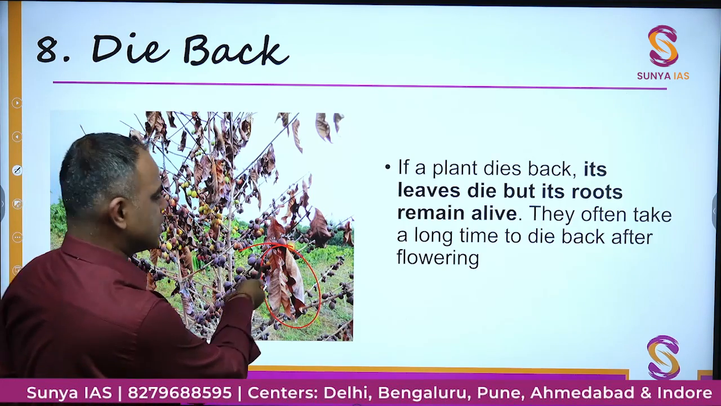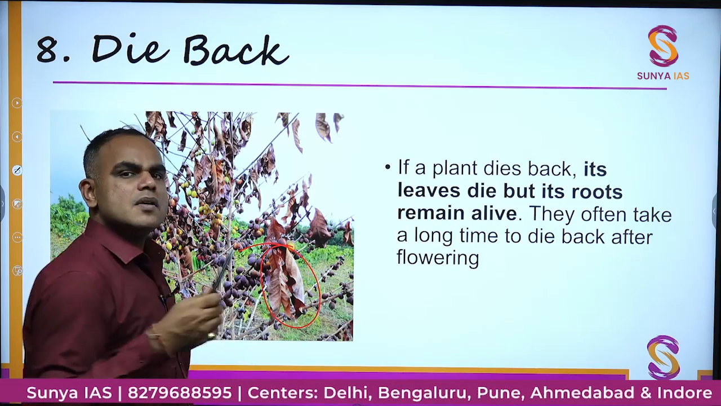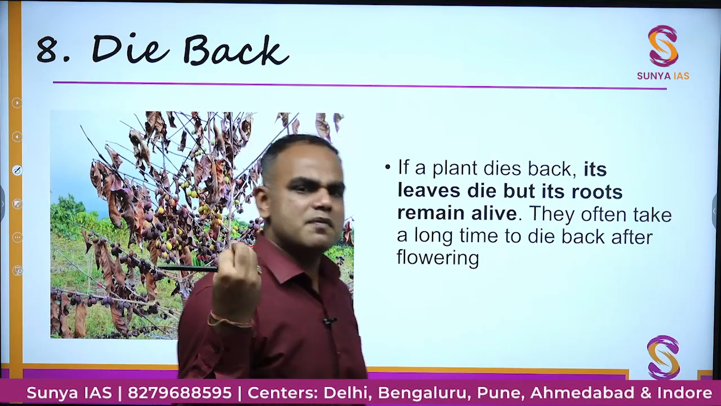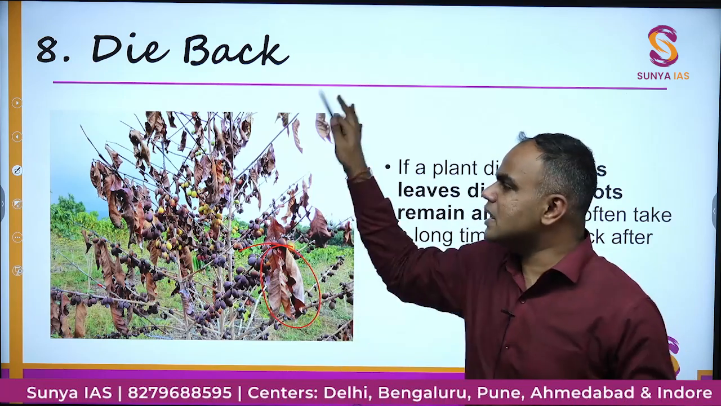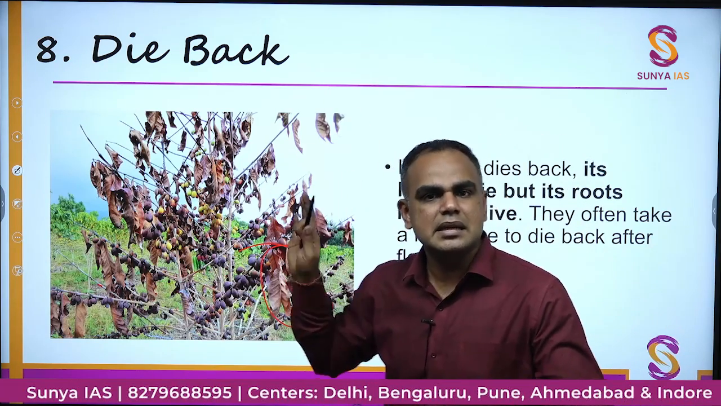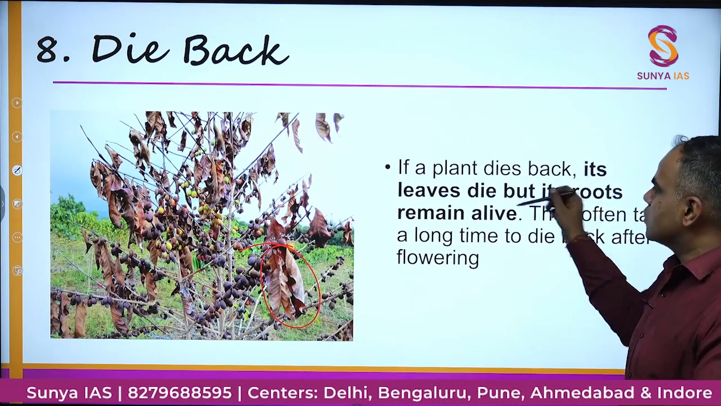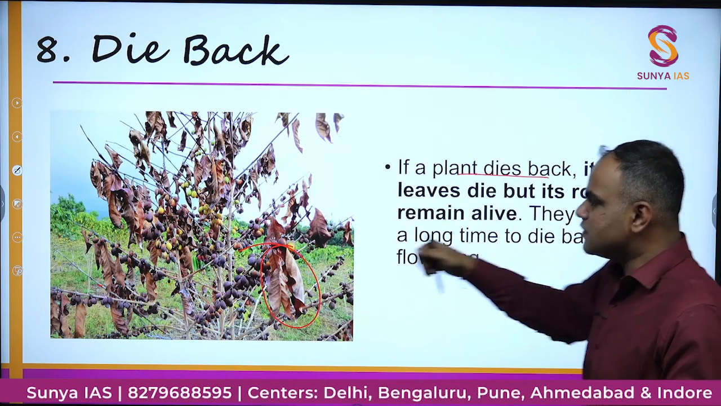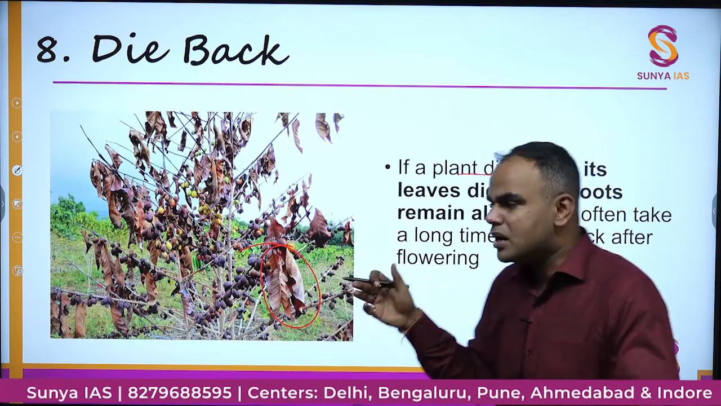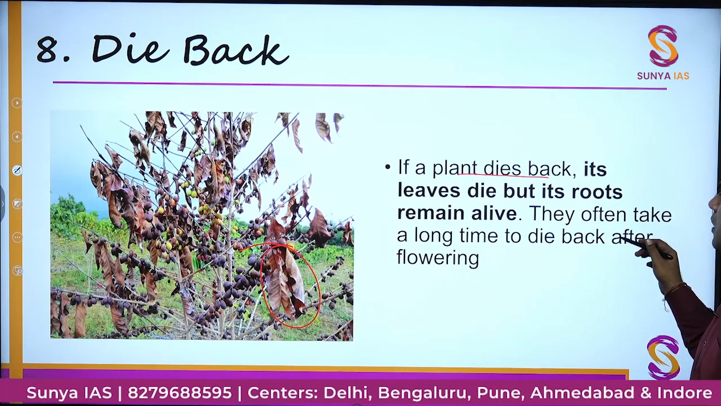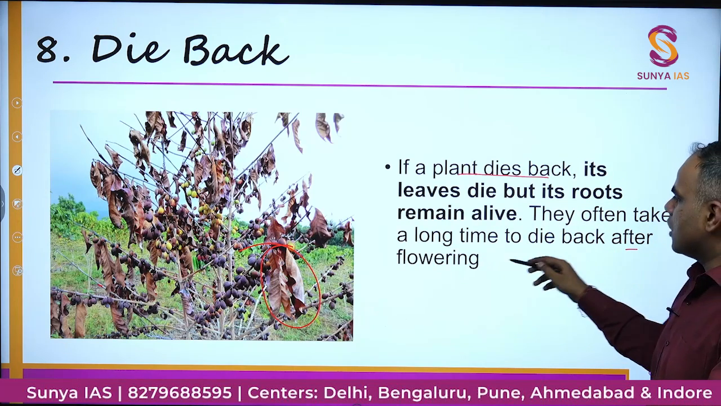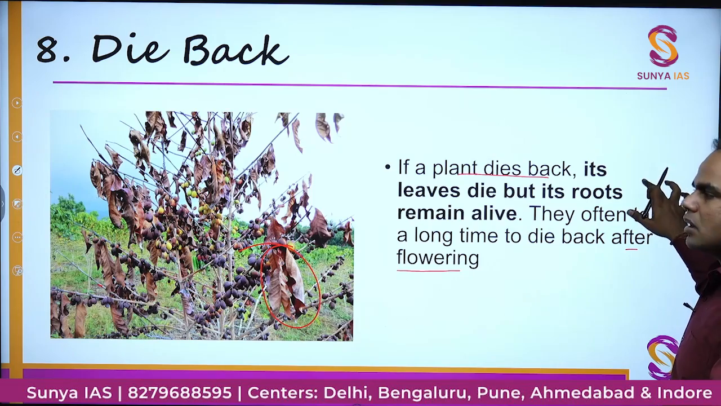So here the leaves, etc., as you can see in the image, because of some issues, for example some fungus or some disease, basically it is telling about a plant disease. If the plant dies back, the leaves, etc., die, but the roots will remain. And this often takes a long time for flowering.